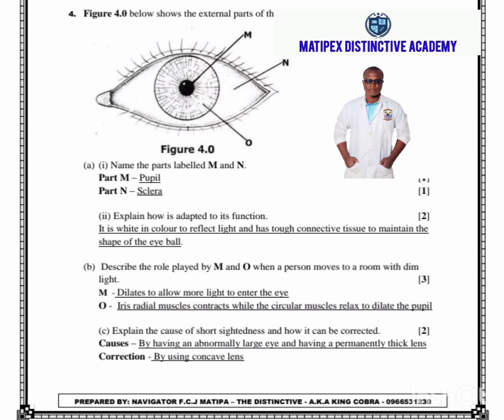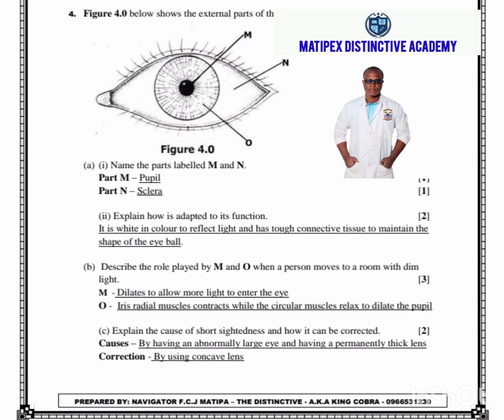So welcome guys, we're still revising. Now we're looking at question number 4. So question number 4 is coming from a topic, sense organs. Okay, now we have the human eye. We know an eye is a sensitive organ that detects light energy.